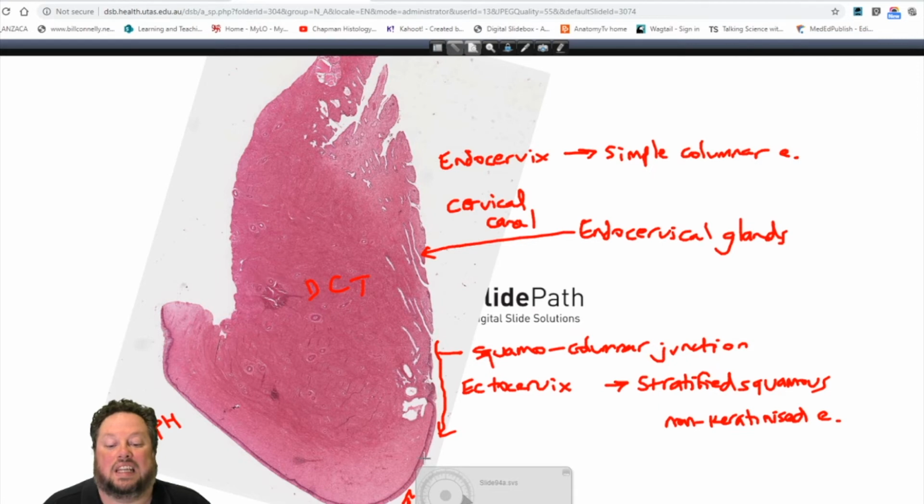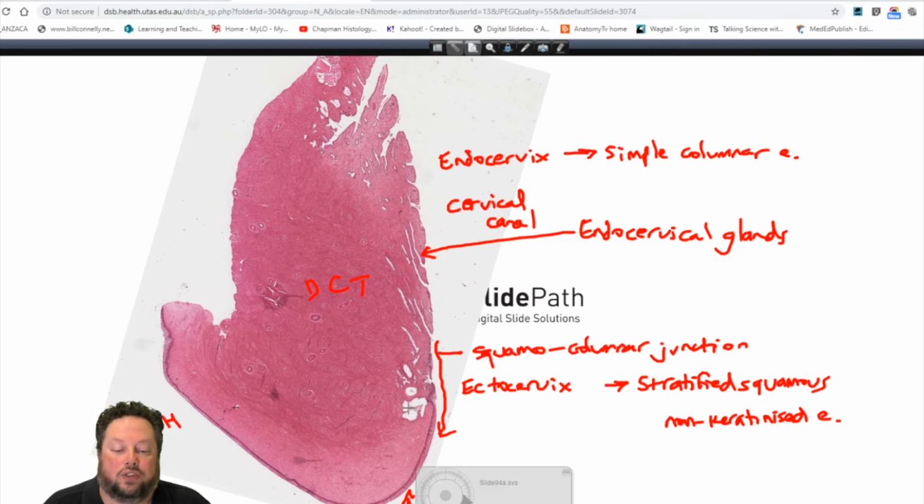So what I was saying was the endocervix grows out, including the endocervical glands, and then what happens is, with that interaction with the acid, that endocervix reconverts back into an ectocervix, and we get this stratified squamous epithelial lining.